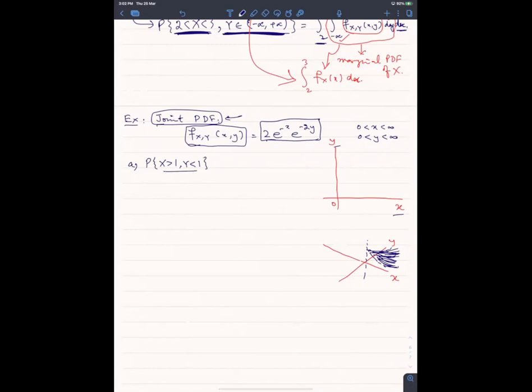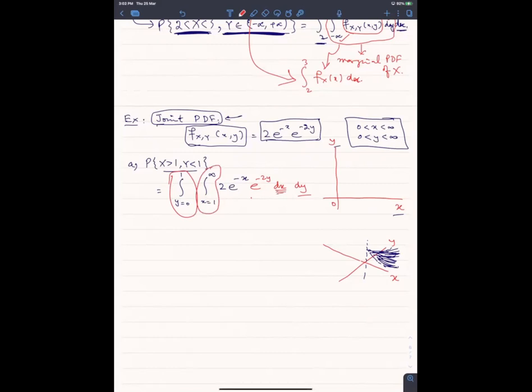So if I am being asked this question, that means I have to consider all the region where x is greater than 1, all the region where y is less than 1. So that means this would be equal to y going from 0 to 1, y cannot be less than 0, and x going from 1 to infinity, because see the range of x and y is 0 to infinity, and this would be 2 e to the minus x e to the minus 2y dx dy. पहले dx लिखा है फिर dy लिखा है, बिकॉज आउटर वाला इंटेग्रल जो है वो y का है और इनर इंटेग्रल जो है वो x का है.